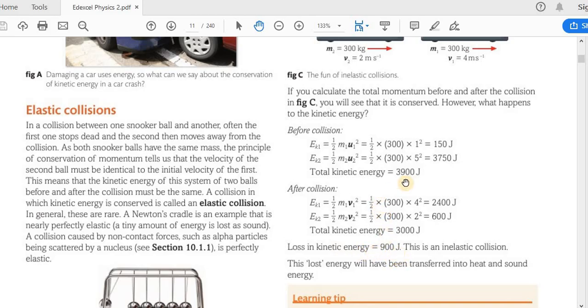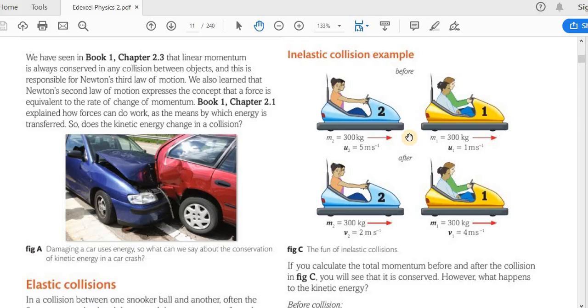Since the total kinetic energy before impact is not equal to the total kinetic energy after impact, this is an inelastic collision. And what happened to this loss in kinetic energy? It is transferred to heat and sound. This lost energy will have been transferred into heat and sound, because during the impact, when the two objects collide, there is some heat produced and also there is a sound.